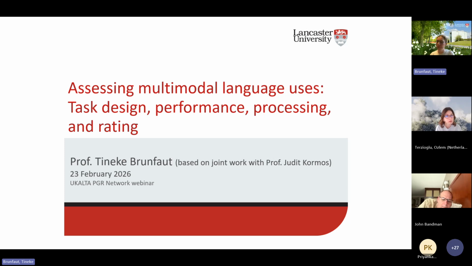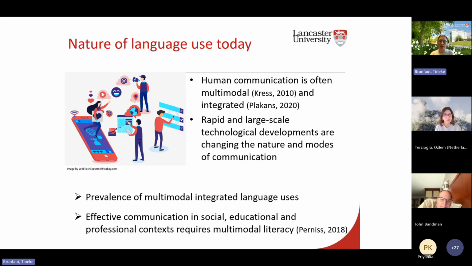And I'll start with the very big question, why bother? Why should we be interested in assessing multimodal language uses? The fundamental answer to that really is the nature of language use in today's world. Human communication is often multimodal and integrated.